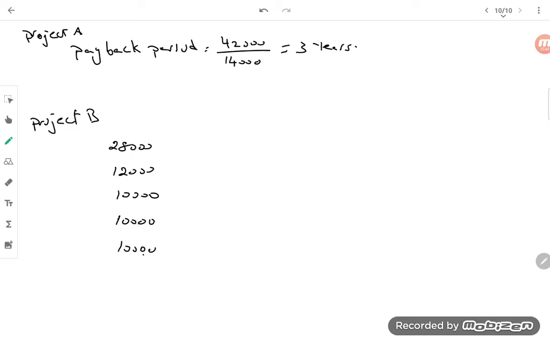These are the cash inflows, and the cash outflow was 45,000. So in year 1 we are going to finance 28,000 out of the 45,000. So the remaining amount of money is 17,000.